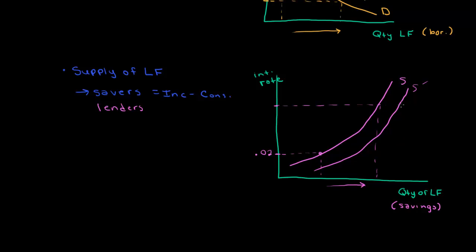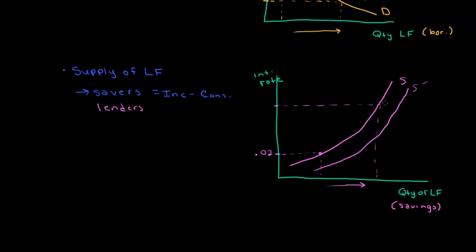Another thing that might give you the incentive to save more is if there is a reduction in the tax on your savings. In the United States, for instance, any interest that you earn on your savings account is taxable. It's income. If we reduce that tax on your savings account, that means you get to keep more of your savings. And that would give you the incentive to save more at any given interest rate.